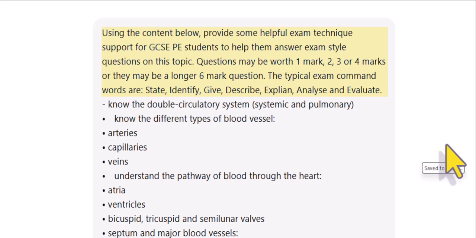And then I've also included, as you can see, the typical types of command words that questions begin with. That's not exhaustive, of course, and there may well be more that you might want to put in. So the response is really positive, I think, really helpful. So let's have a look at this in a bit more detail.